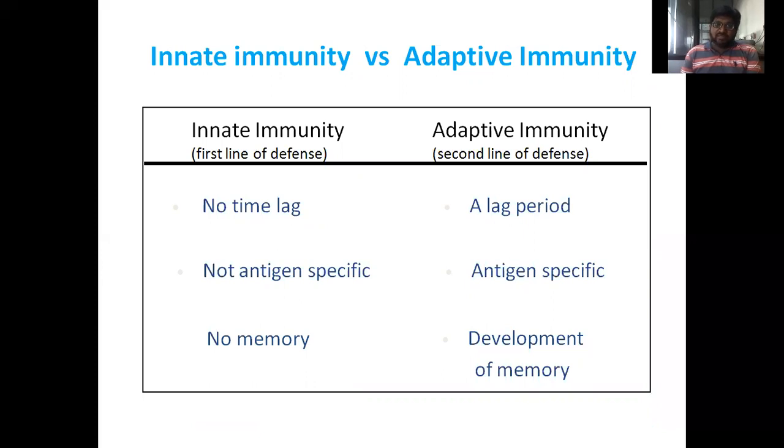So what is the difference between innate immunity and adaptive immunity? Innate immunity has no time lag, but adaptive immunity takes a lag period for the adaptation. Innate immunity is not antigen specific, but adaptive immunity is antigen specific. There is no memory for innate immunity, but adaptive immunity develops memory. So it can memorize our cells, our antigens, by the production of antibodies.